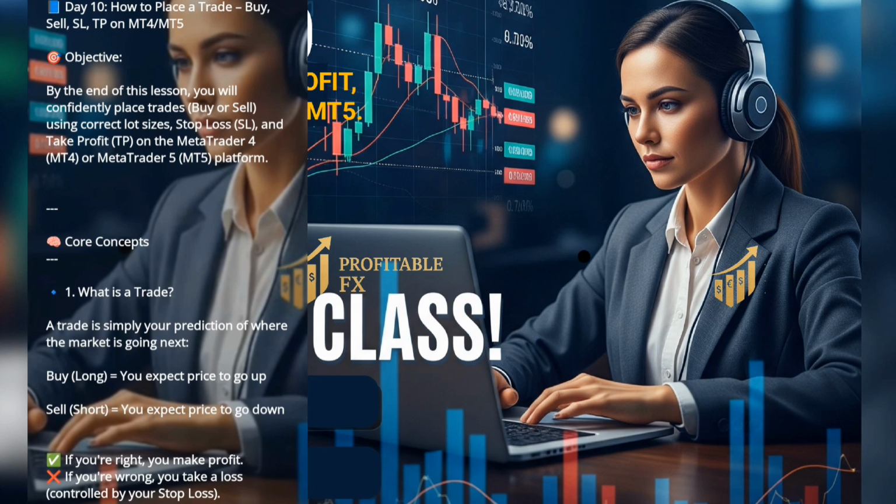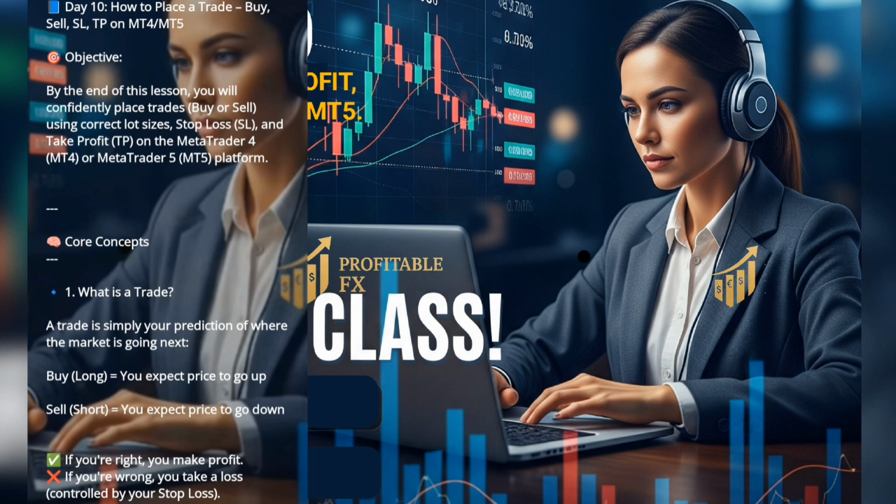Day 10. How to place a trade: buy, sell, SL, TP on MT4 and MT5. By the end of this lesson, you will confidently place trades, buy or sell, using correct lot sizes, stop loss, SL, and take profit, TP, on the MetaTrader 4, MT4, or MetaTrader 5, MT5, platform.